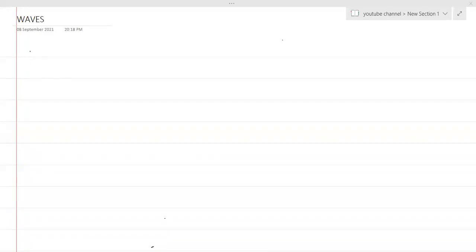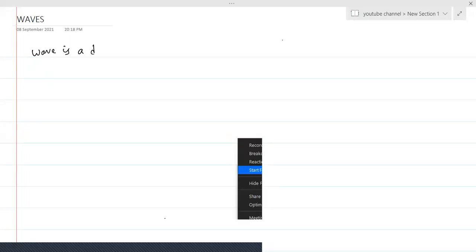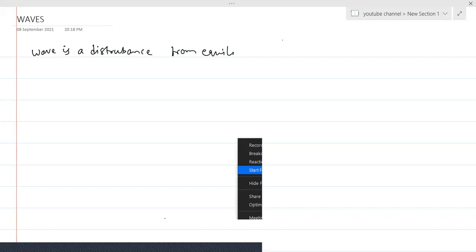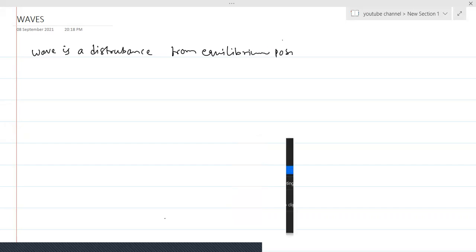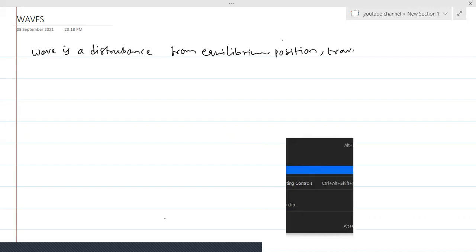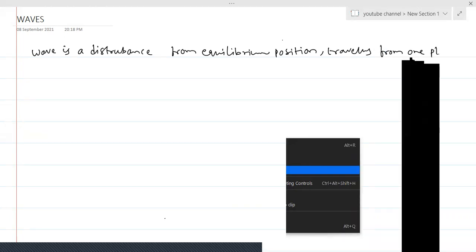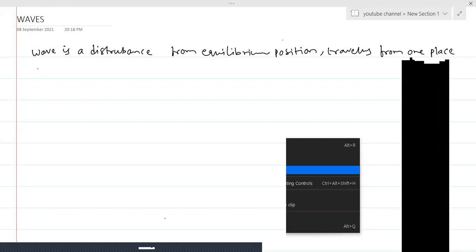Wave. So a wave is a disturbance, a disturbance from equilibrium position. So that disturbance travels from one place to the other place.